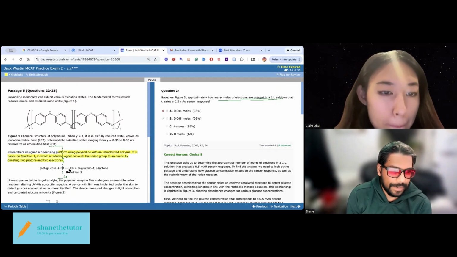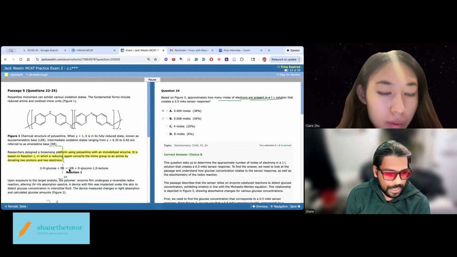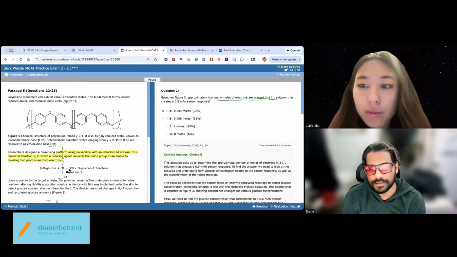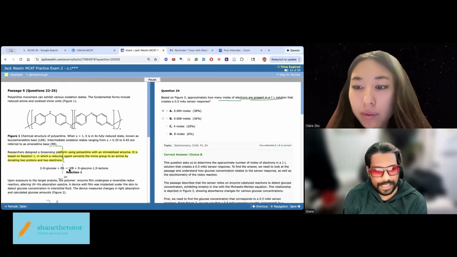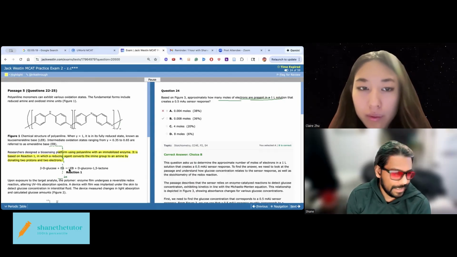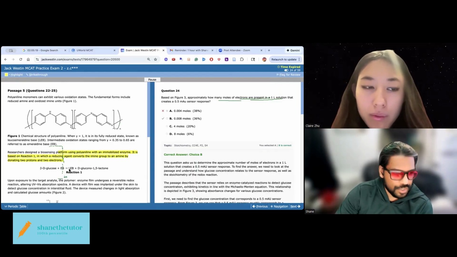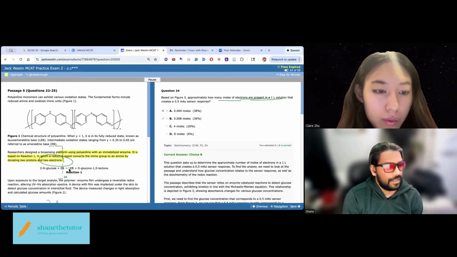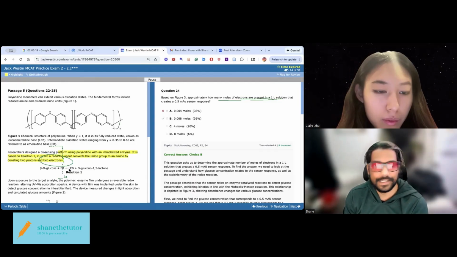My thoughts are that this might have something to do with the number of electrons that could be transferred in a redox reaction. So they mentioned 2 electrons here. So that's what I was thinking.